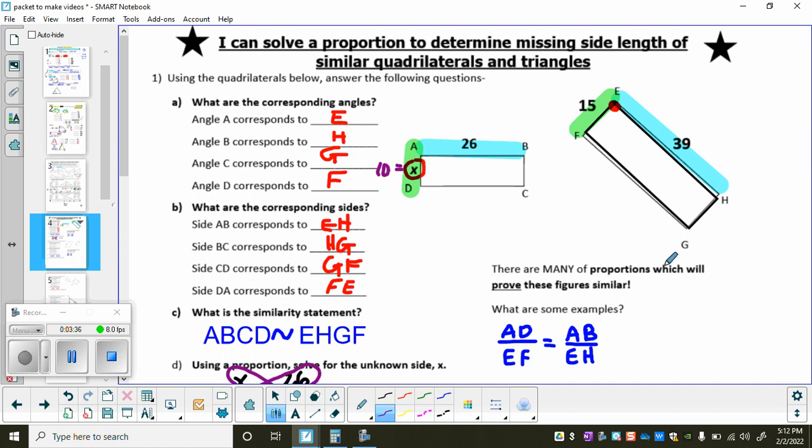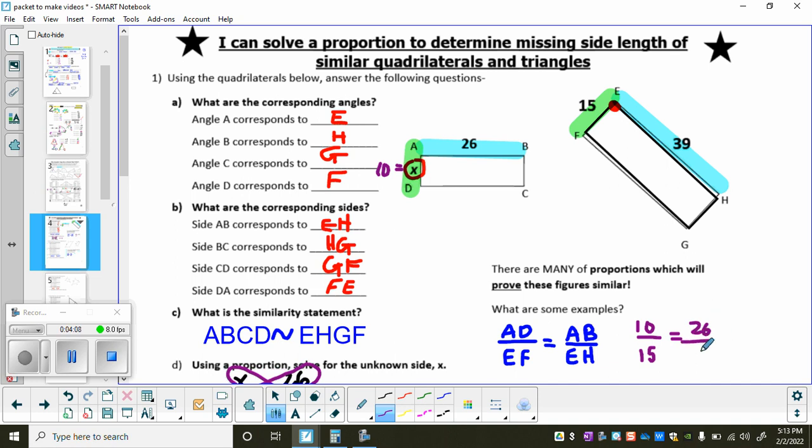Now to prove it, we've got some proportions that can prove the figures are similar. As an example, this side AD, see how I have it in green? It matches up with EF right here in green. And then if I say AB, it matches up with EH. So the numbers that we're saying now: we just found side AD to be a 10, and it matched up with EF, which is the 15. And then we're saying that the blue sides, the 26, match up with the 39.